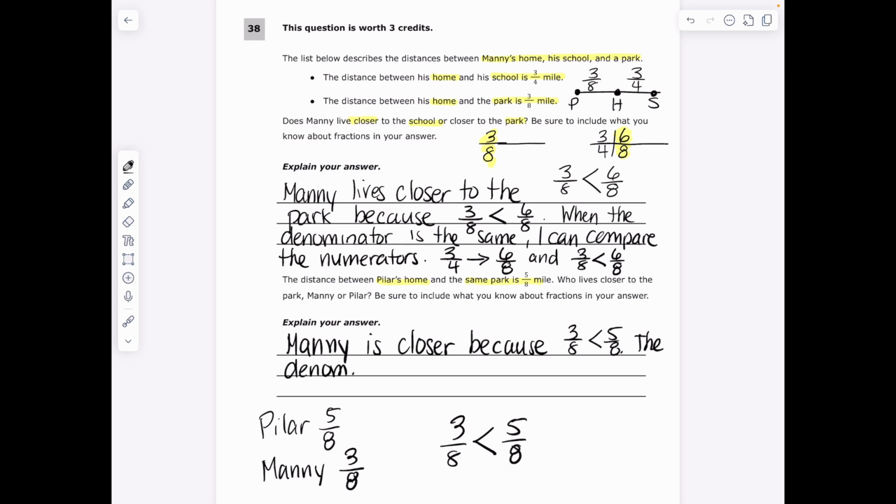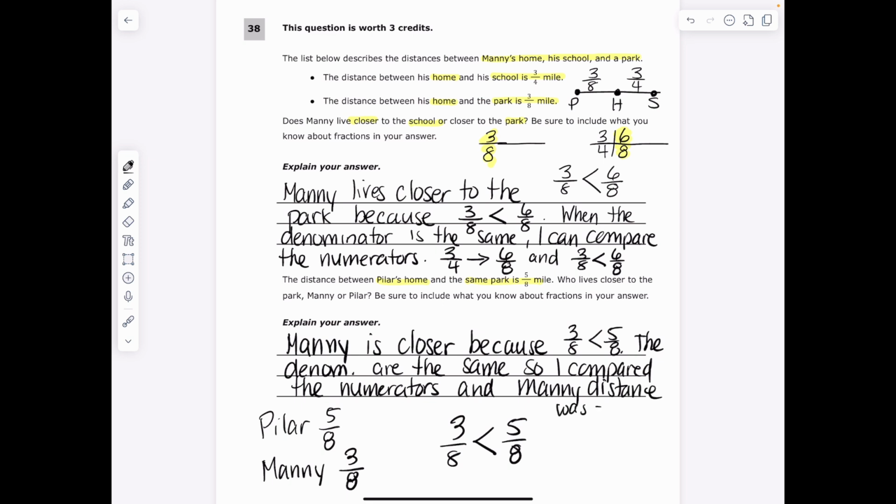The denominators, I'm going to shorten that up, are the same. So I compared the numerators. And Manny's distance was smaller. So that's a very valid reason.